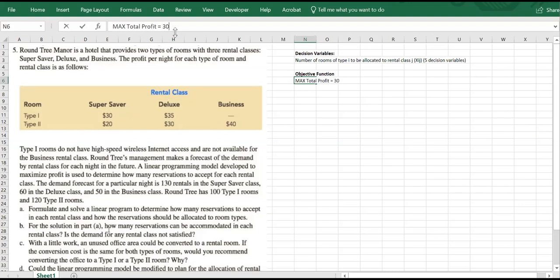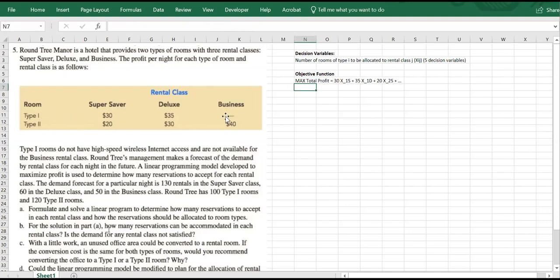So 30 X1S, or let me just add this. Plus 35 X1D, plus, and then nothing for the business class, type 1 and business class, plus 20 X2S, super saver, and so on. So that's the objective function.